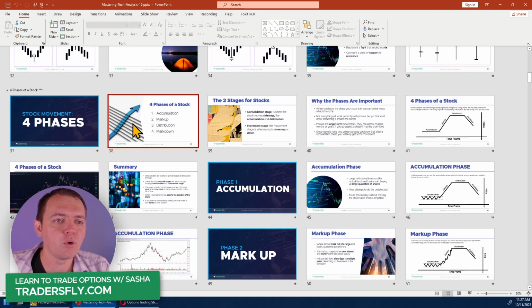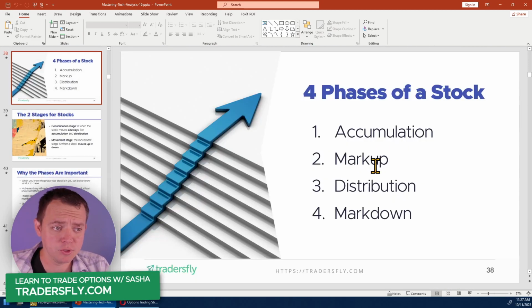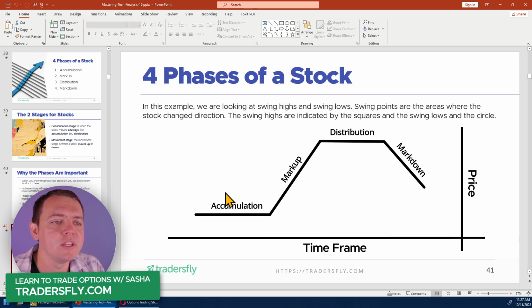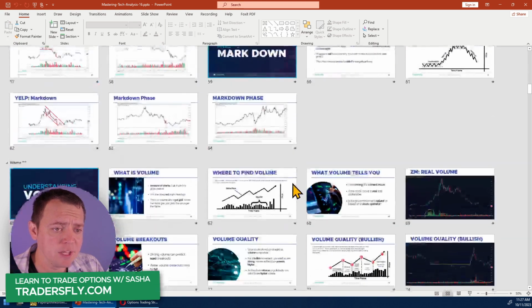We look at also the four phases of a stock. For example, accumulation, markup, distribution, and why these phases are important. You can see here on screen, it looks at different time frames and also the different stages of those phases. So that's some of the concepts.